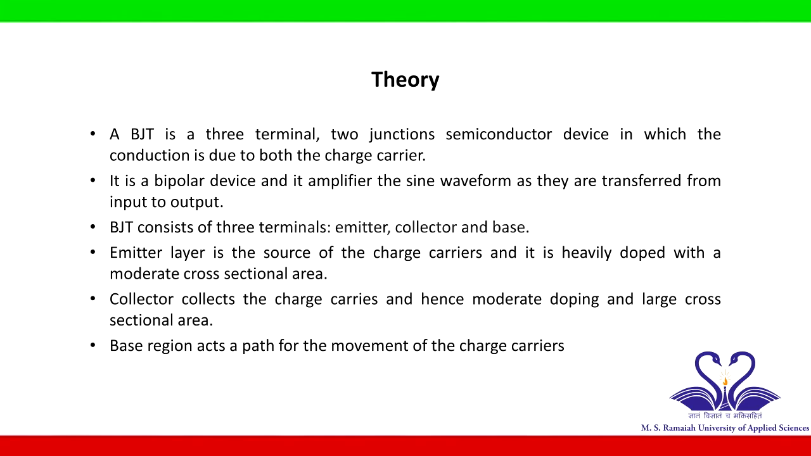BJT consists of 3 terminals: emitter, collector, and base. Emitter layer is a source of the charge carriers and it is heavily doped with a moderate cross-sectional area. Collector collects the charge carriers and hence has moderate doping and large cross-sectional area. Base region acts as a path for the movement of the charge carriers.